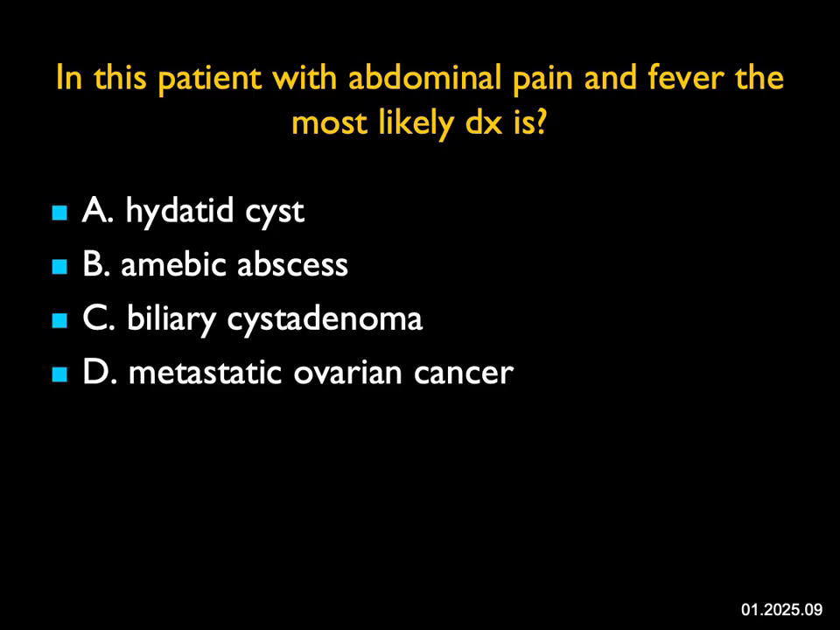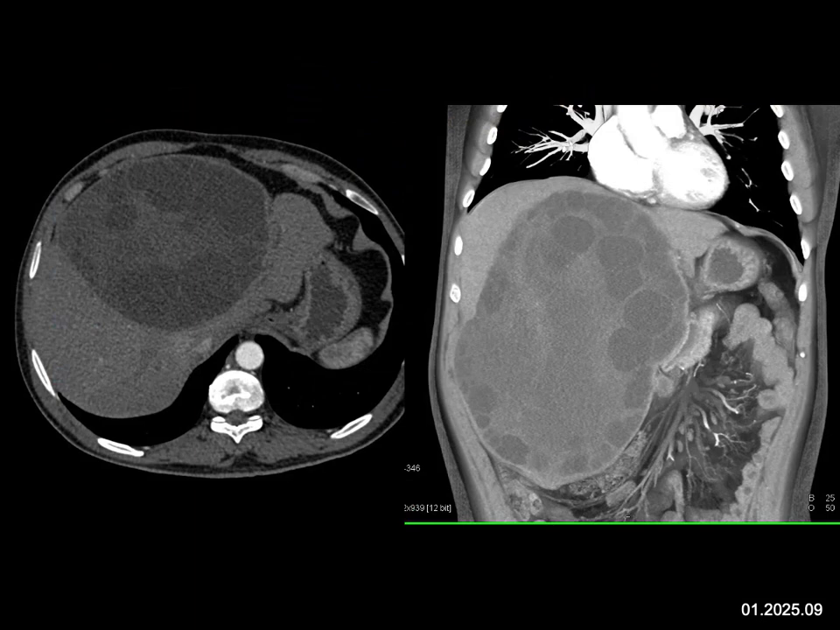In this patient with abdominal pain and fever, the most likely diagnosis is, well, I see a large solitary liver mass. The mass is cystic and solid, but it has multiple cysts within it, what you would want to call daughter cysts. There's some rim enhancement. There's no underlying cirrhosis. It looks like only one big lesion, and on the limited images I have, I don't see anything extrahepatic.